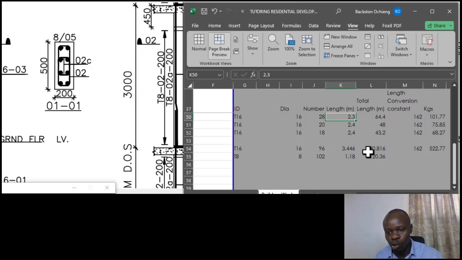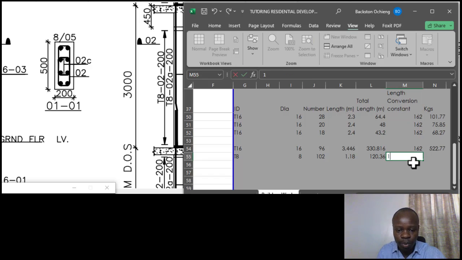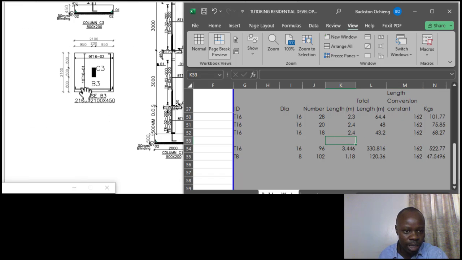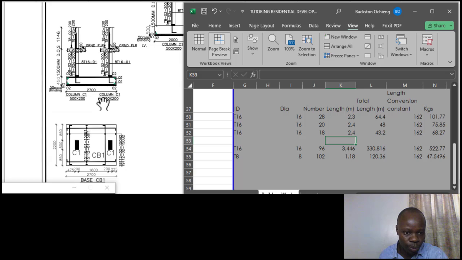For that matter, total length is therefore equal to the length of one link times the total number of links that we have. Constant is still 162, while the kgs also maintains in terms of the formula, it is still the same. So once we have that, then straight away we go to column C2.